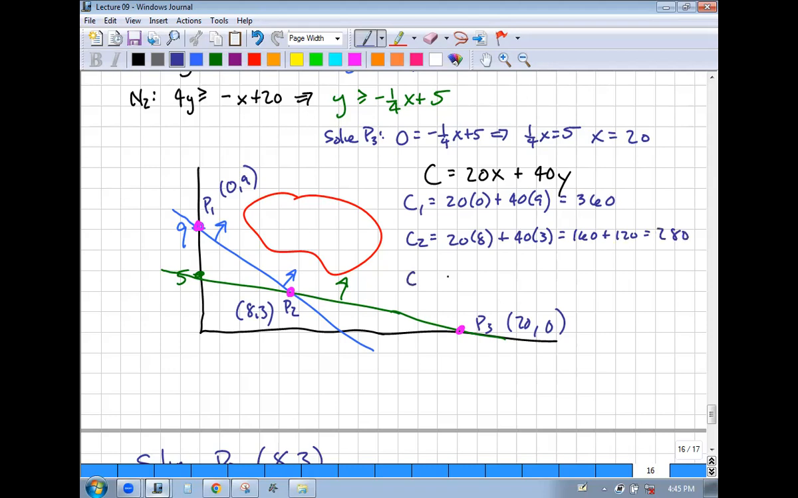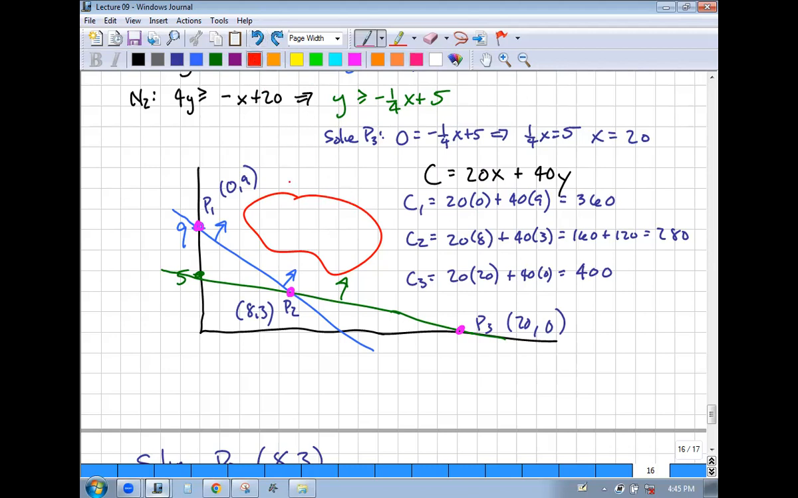And then at point 3 over here, we have 20 times our x, 40 times our y, 20 times 20 is 400. So this one actually is big. So it can't be that one. We want to minimize the cost, right? We know that's not going to be a minimum cost, because the bigger x is, the bigger the cost is. And this x is way over there to the right. And there's no bound. There's no limit to the cost, right?